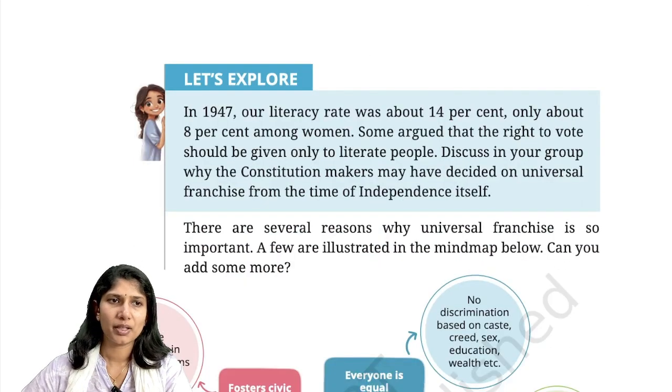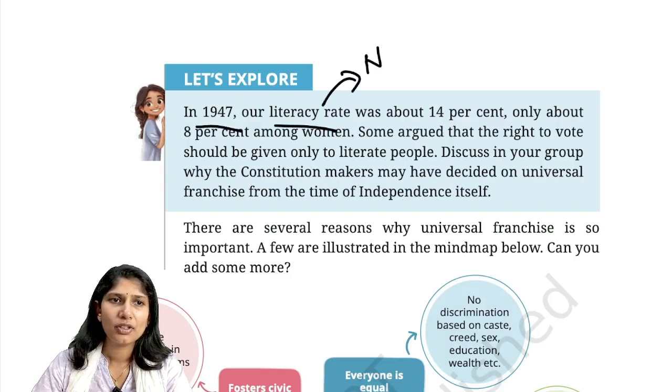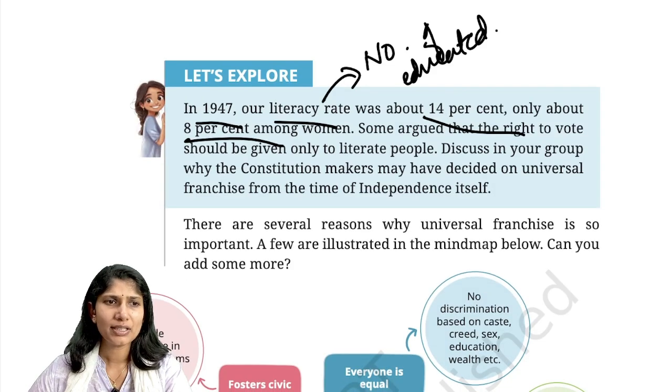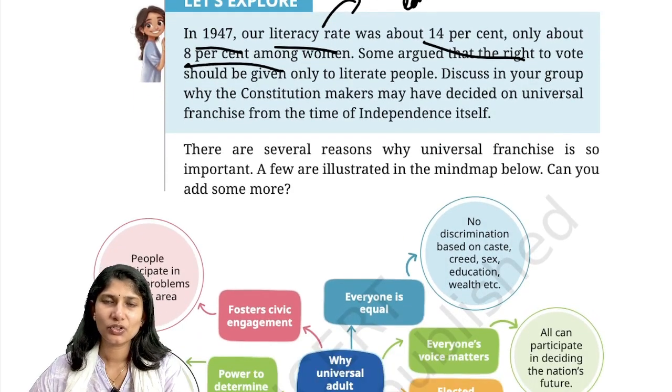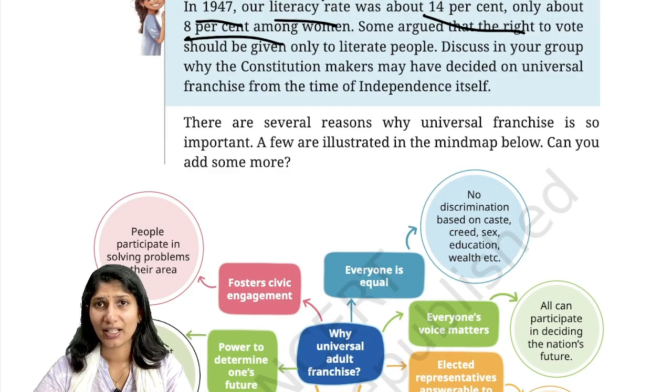Now, with respect to India, in 1947 our literacy rate, the number of educated people, was merely 14%, and only about 8% of women were literate. Many people argued that it would be more fruitful not to make everyone vote. Don't you think only literate people should be given the option to vote? That is what they felt. But in reality, literacy alone does not indicate whether you have the right to take a political decision, or whether political democracy is being exercised.